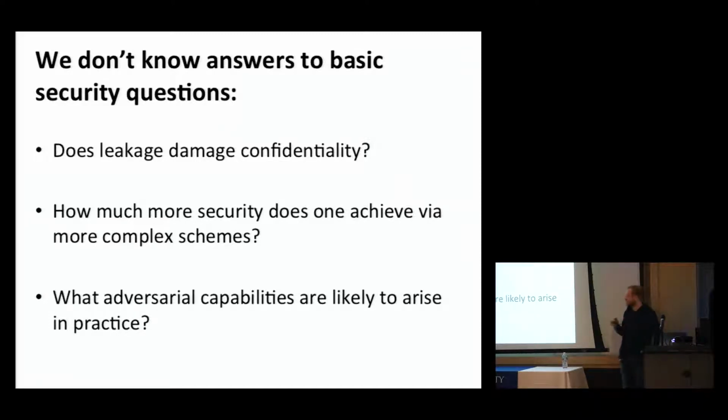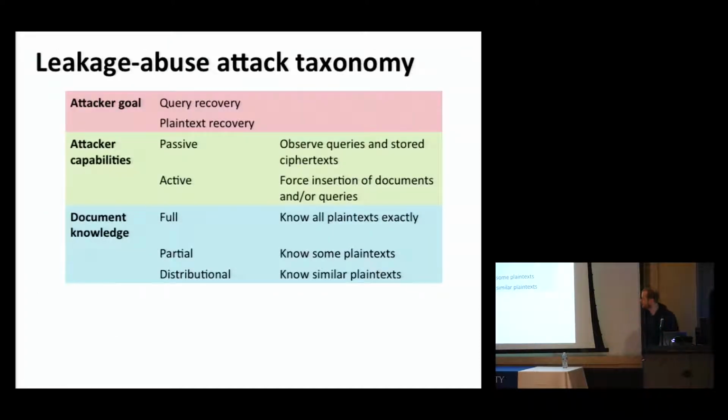So we started out thinking about this about a year ago, and the starting point seemed to us to be this last set of questions: what type of adversarial capabilities are likely to arise in practice? And so we started by enumerating a taxonomy. This is probably not complete, and of course you could get more granular in the types of capabilities or attacker goals that are of interest.